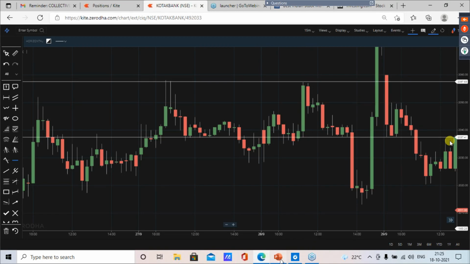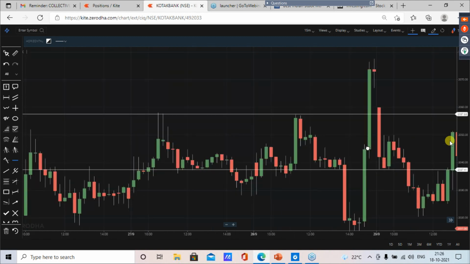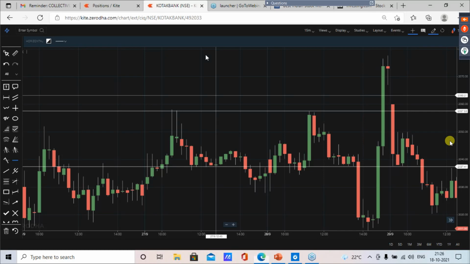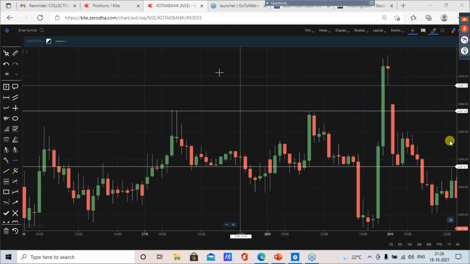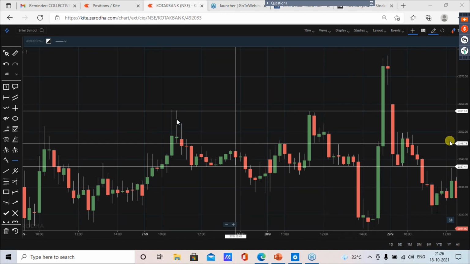Can we consider this to be a bearish Harami? Yes, I'll show you the color combination. This is the color combination for a bearish Harami. First, it has to be an inside bar. Second, the green should be dominant. The red should be a small candle. Can we consider these two candles to be a bearish Harami? Can you all reconfirm? Because after this bearish Harami, there was a beautiful fall.